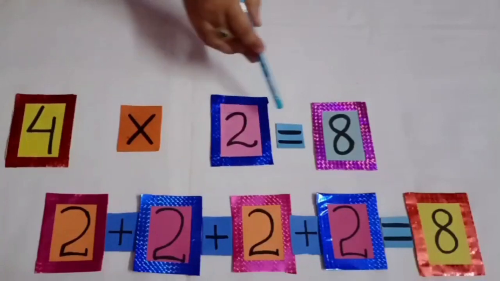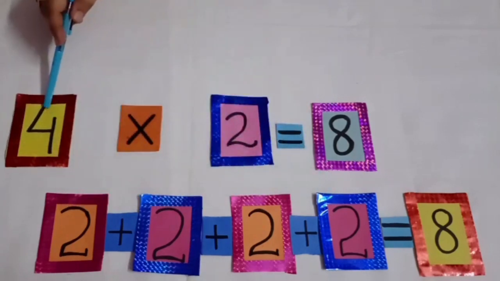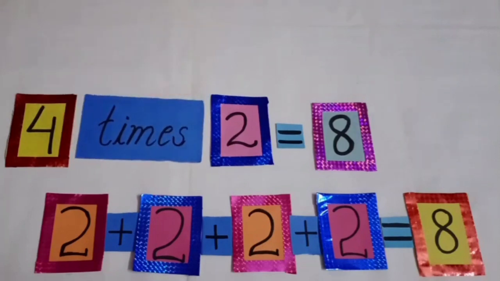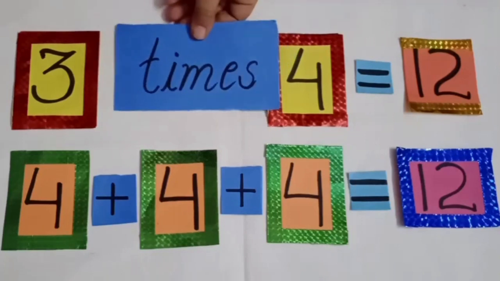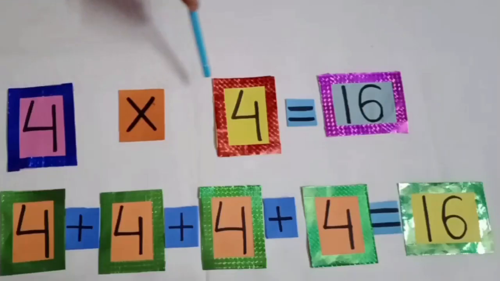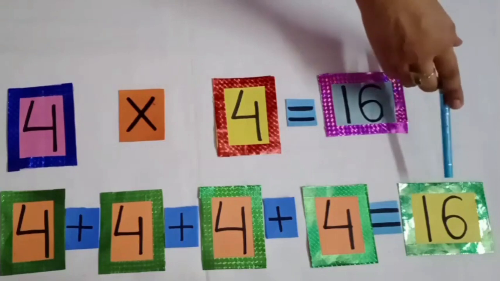4 multiplied by 2 is equal to 8. It means we have to add 2, 4 times and it will be 8. 4 times 2. Dear students, see here. 3 multiplied by 4 is equal to 12. It means 3 times 4. 3 times 4 means 4 will be added 3 times and it will be 12. 4 multiplied by 4 is equal to 16. It means we have to add 4 groups of 4 and it will be 16.